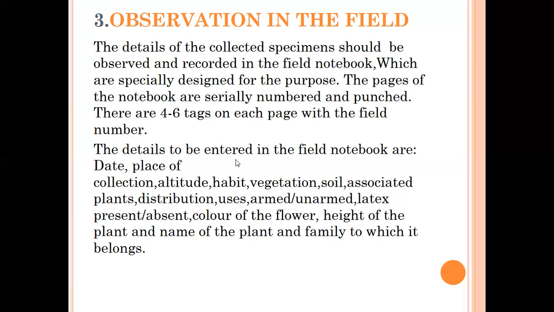The details to be entered in the field notebook are about the observation of specimens. Which details are observed? The details to be entered in the field notebook are date, place of collection, altitude, habit, vegetation, soil, associated plants, distribution, uses, armed or unarmed, latex present or absent, color of the flower, height of the plant, name of the plant, and the family to which it belongs.